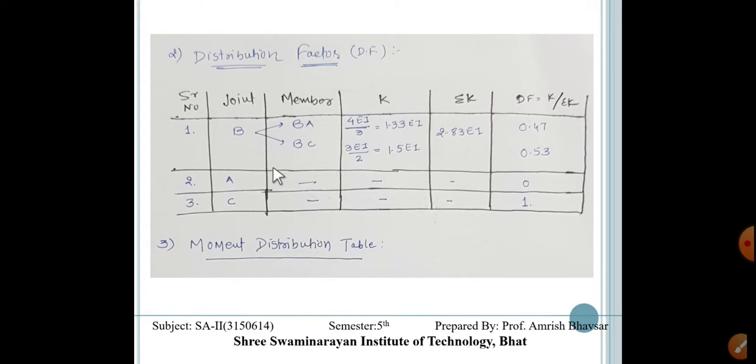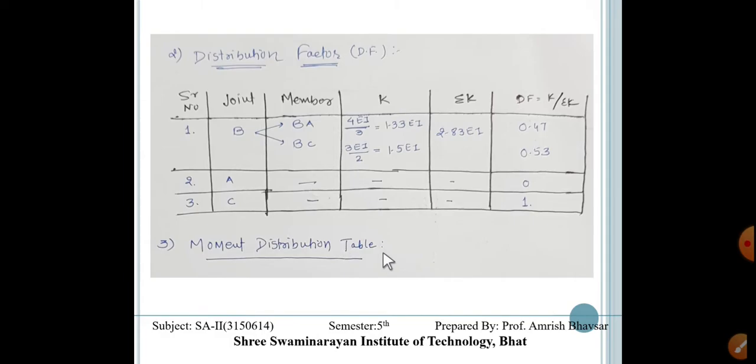Whenever we want to check whether it is okay or not, we take the summation of these two, and it must be 1. So we are correct. Now joints A and C. If joint A is fixed, then the distribution factor is 0, and at joint C, which is simple, the distribution factor is 1. After getting these distribution factors, we must prepare the moment distribution table.